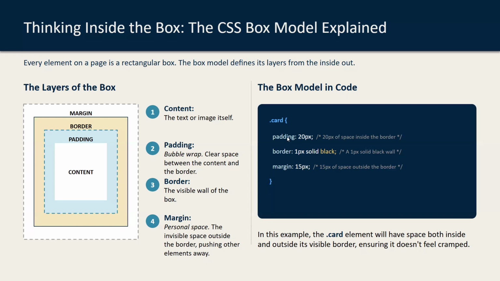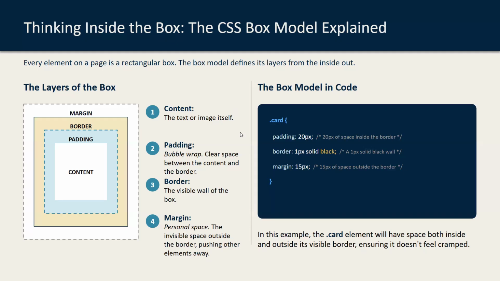So, in this example on our right, you could see that there's a card element with a padding of 20 pixels, a 1 pixel solid black border, and a margin of 15 pixels. So it has space both inside and outside its visible border.